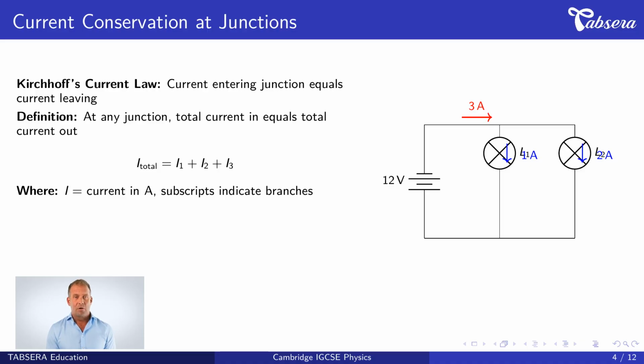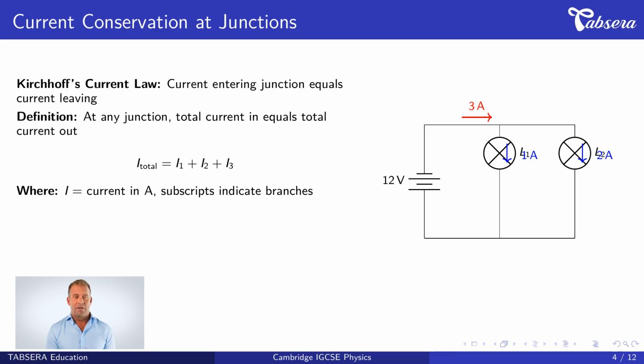Let's explore our first core concept, current conservation at junctions. The fundamental principle states that current entering a junction equals current leaving that junction. This is Kirchhoff's current law, named after German physicist Gustav Kirchhoff. The definition is, at any junction point in a circuit, the total current flowing in equals the total current flowing out. Mathematically, we express this as I total equals I1 plus I2 plus I3, where I represents current measured in amperes and subscripts indicate different branches.